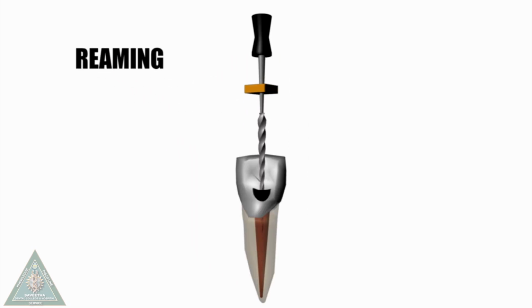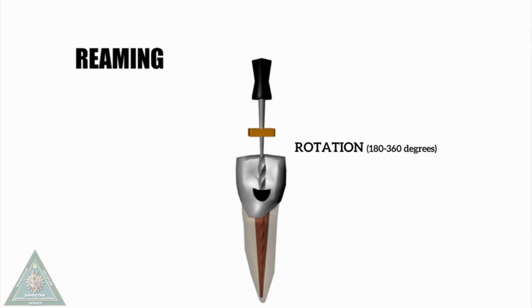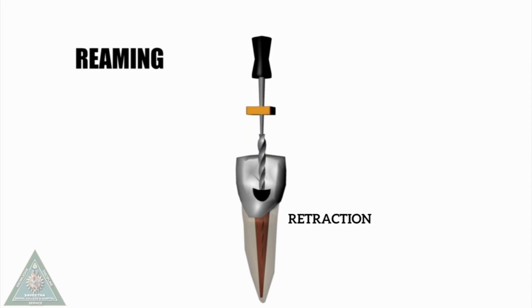Reaming. It is done in 3 steps. First, the file is inserted into the canal till it binds. Once the file binds in the canal, then the file is rotated 180 degrees to 360 degrees in clockwise direction. Then the file is retracted from the canal. This is repeated until the working length is reached.